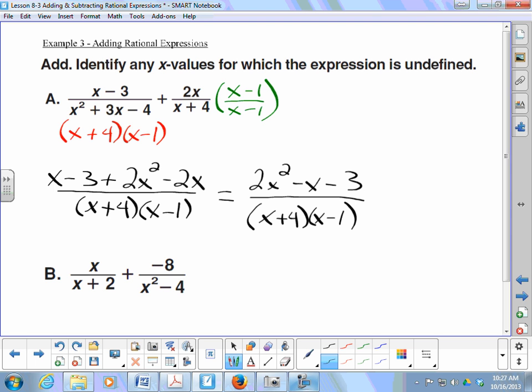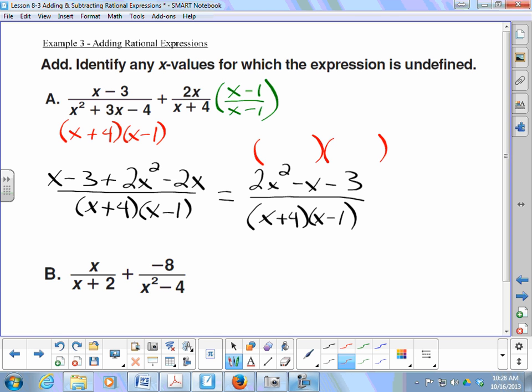Now, can the numerator be factored? Possibly, right? It's got an x squared term, so I can possibly factor it. I need to factor the numerator because possibly I have a common factor in the numerator and denominator that I can cancel out, so I can simplify it. So above this, I'm going to factor it.